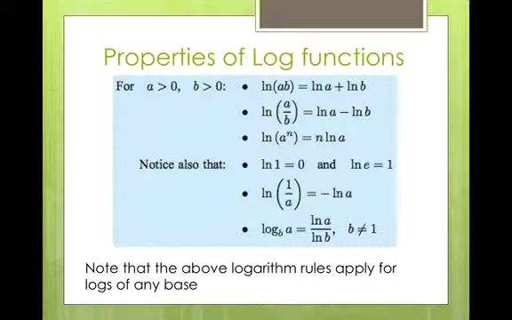Another thing is the natural log of 1 is 0. The exponent of e that gives you 1 is 0, so that should make some sense. The natural log, so log base e, the exponent of e that gives you e is 1, right? e to the 1 is just e. So these rules should make sense to you also.